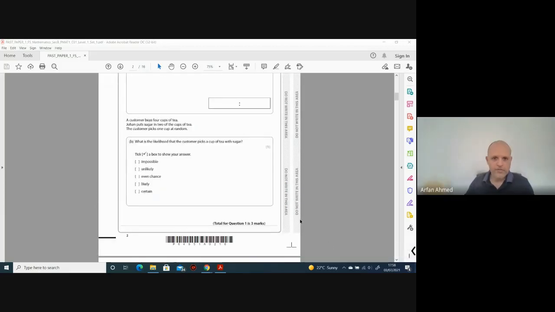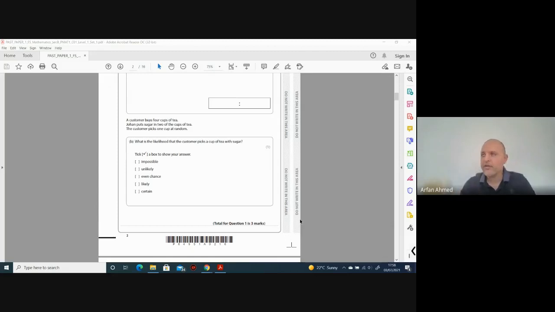Customer buys 4 cups of tea. Johan puts sugar in 2 of the cups of tea. Customer picks up 1 cup at random. What's the likelihood that the customer picks a cup of tea with sugar? A lot of people got this wrong when I was marking it. So, don't just pick a random answer. We do have to work it out. There is some logic to this.